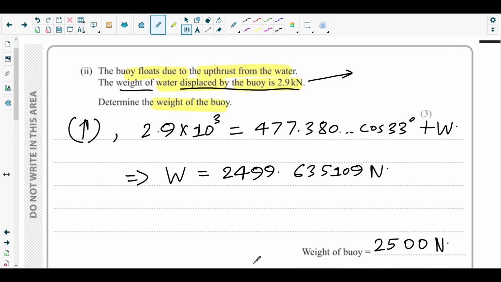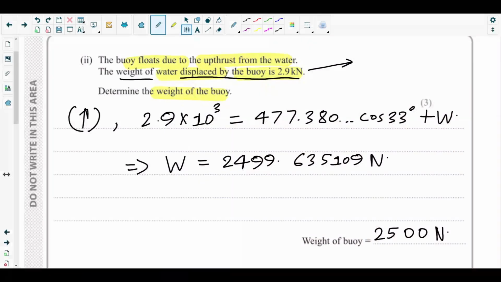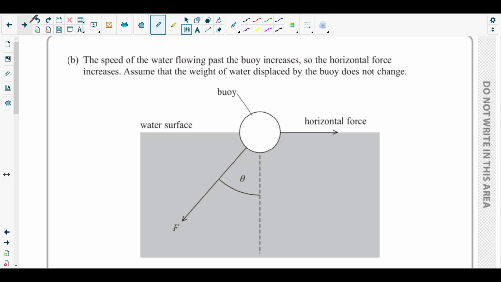That's what part 2 of question A from question number 17 has asked for. Fine. Okay, next is part B from question number 17. Here the question says the speed of the water flowing past the buoy increases, so the horizontal force acting on the buoy increases. Assume that the weight of water displaced by the buoy does not change.